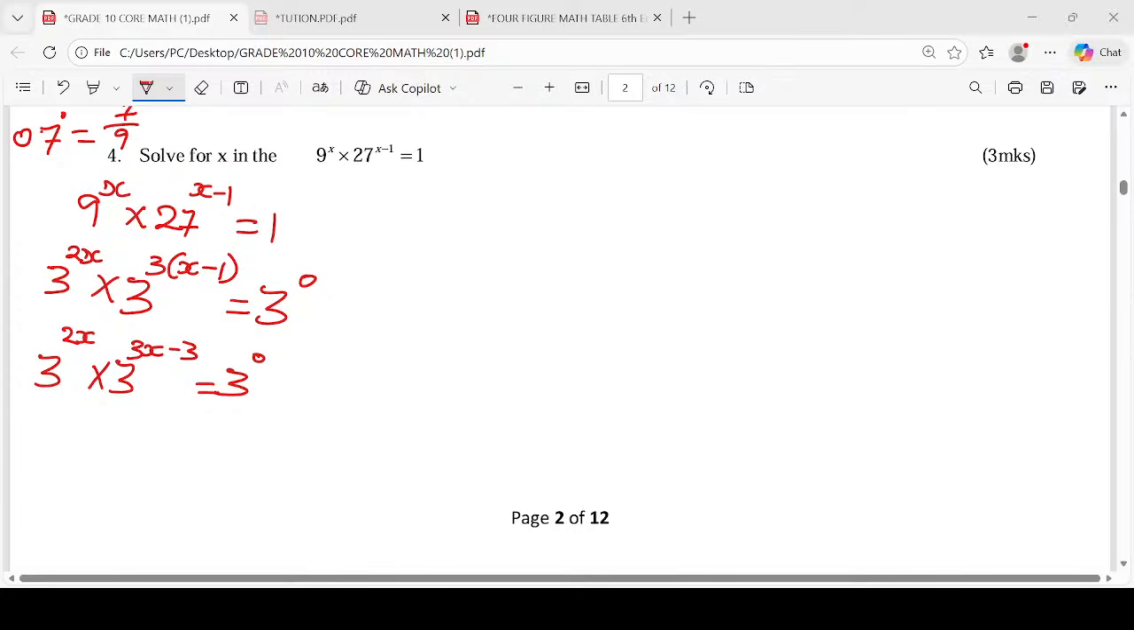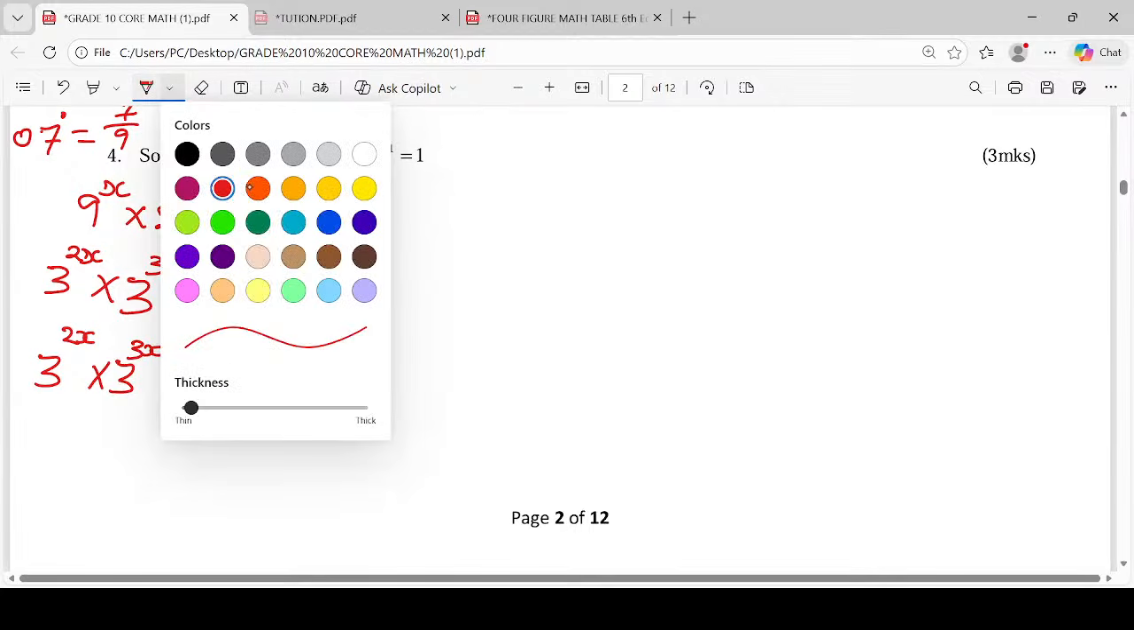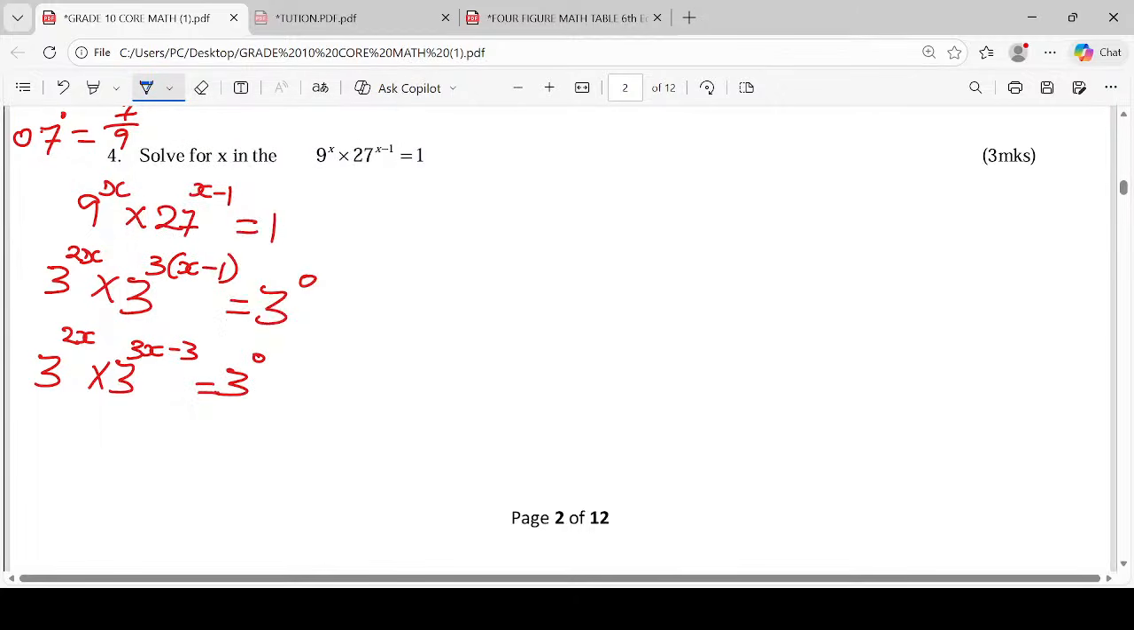Upon getting it as 3 power 0, now we have a law. I want you to be very, very keen. Let me use a different pen. The law is, when I have a power m being multiplied by a power n, this is like saying a power m plus n. We call it the product law of indices.